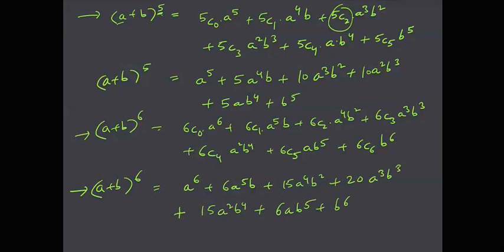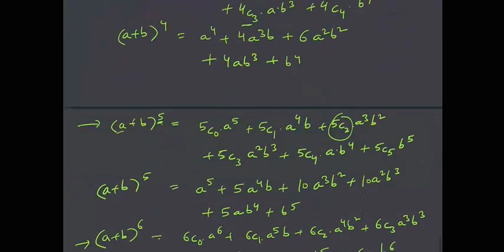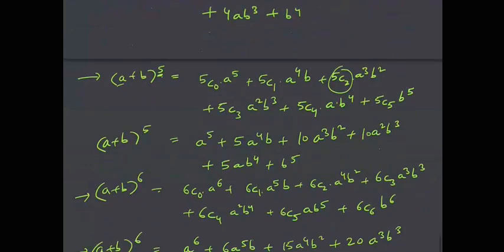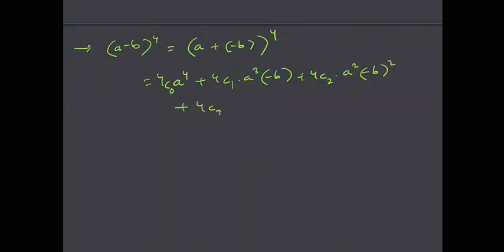Now let us say if you want (a-b)^4. Then instead of plus b in this formula, you can replace b with minus b. You will get (a+(-b))^4. So you can treat it as (a±b)^4. Then this will be 4C0 a^4 plus 4C1 a^3 (-b) plus 4C2 a^2 (-b)^2 plus 4C3 a (-b)^3 plus 4C4 (-b)^4. Here minus b we are treating as the second term, that is b, so this entire thing is b.